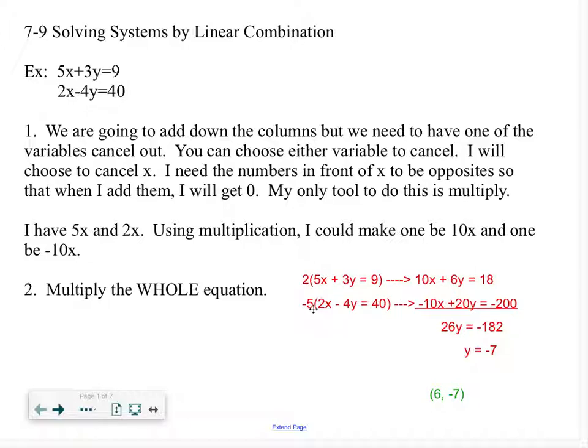In the bottom equation, I multiplied that by negative 5, again with the goal of making the coefficient in front of x in the bottom equation to be negative 10. You can see I multiplied all of it. Make sure to multiply every part of it.